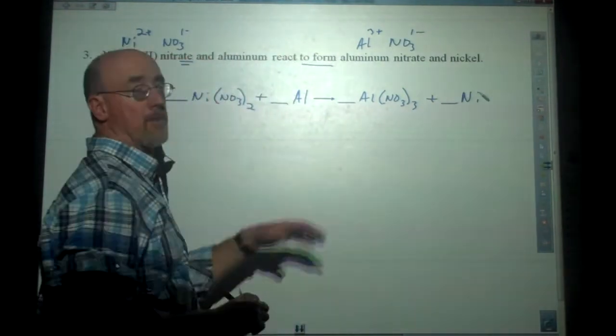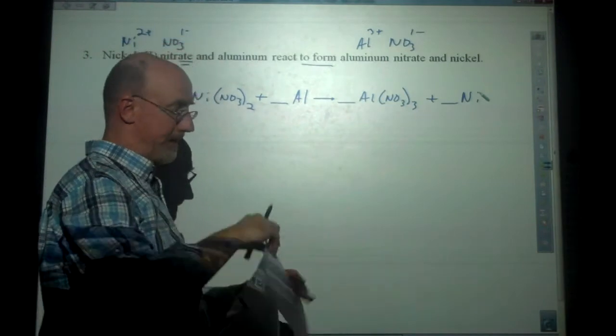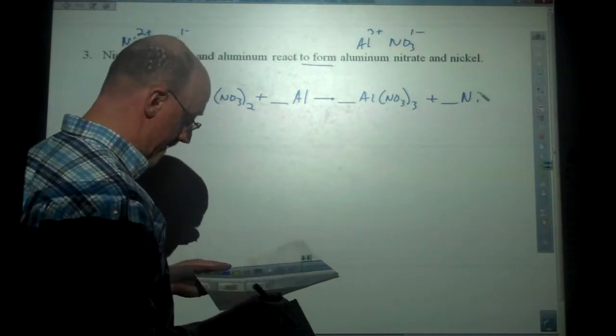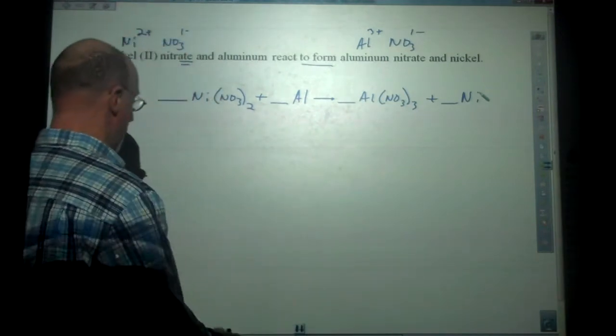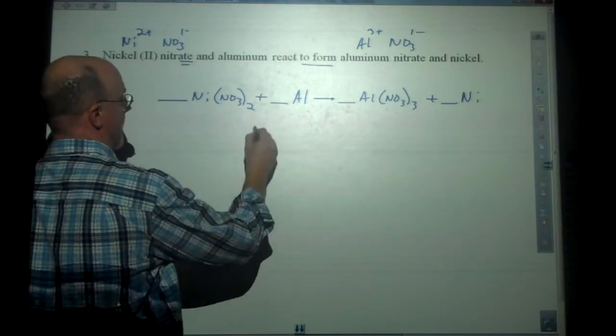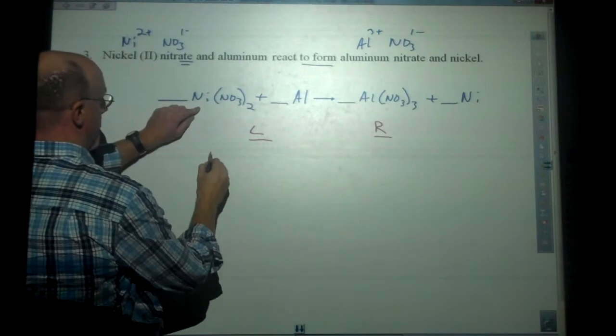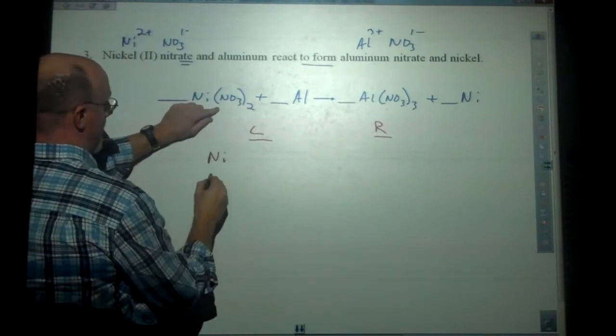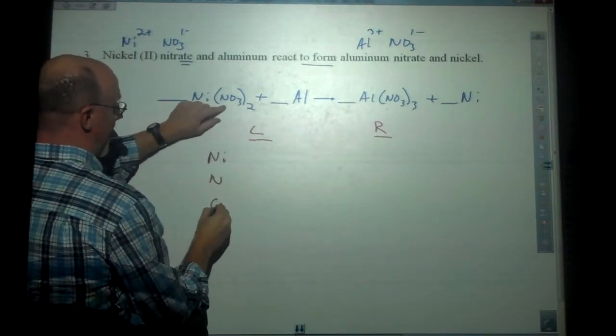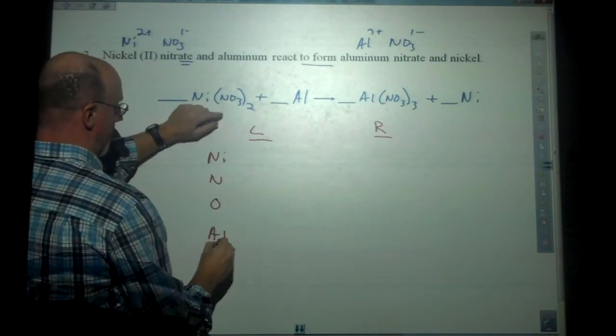This is a certain type of reaction we're going to talk about soon enough. So you'll see that in the next couple of days. So, okay. All right, hopefully you've done your count already. If not, you can pause it and do your count. A little practice there. We've got nickel, nitrogen, oxygen, and aluminum, splitting up the polyatomics.